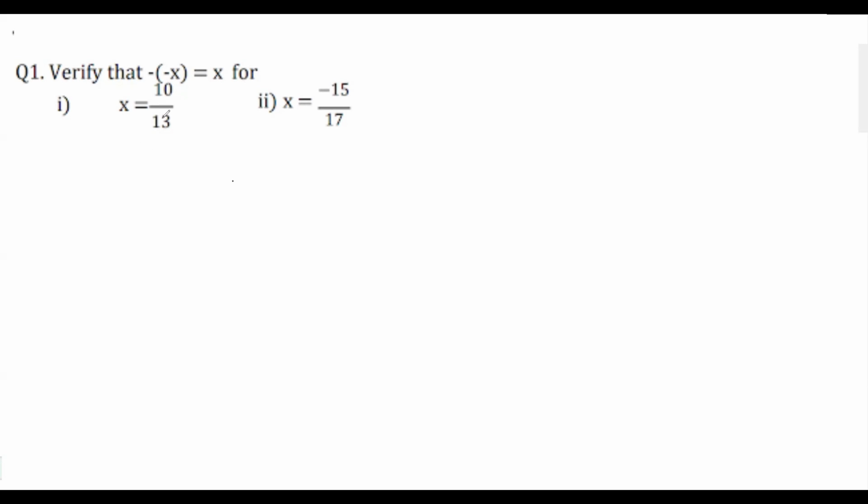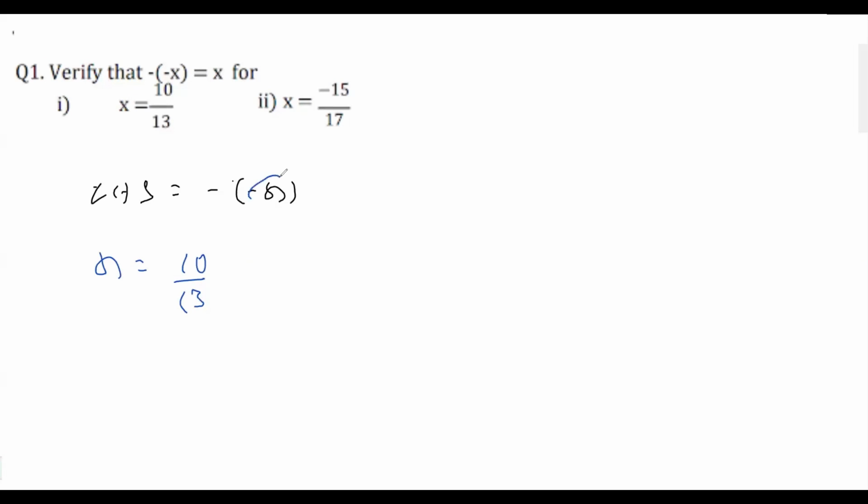In the first part, we are given x as this. Now, let's begin with the LHS. We have LHS is equal to minus of minus x. Now we'll do it stepwise. First, I'll write what x is here. x is 10 over 13.